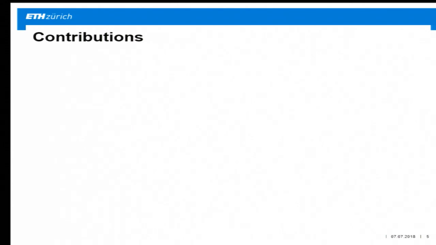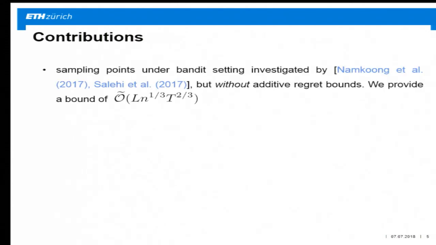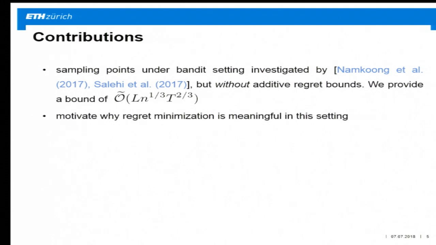So the contributions of this paper are as follows. It turns out that this exact same setting has been analyzed in two works parallel with ours, but they don't provide additive regret guarantees with respect to the best sampling distribution in hindsight. In this work, we do that with a bound of L times n to the power of 1/3, T to the power of 2/3, where L is the upper bound on the square loss, and we hide logarithmic terms here.